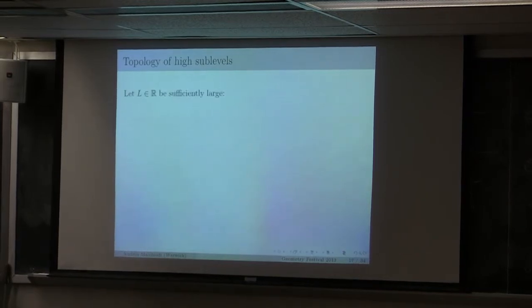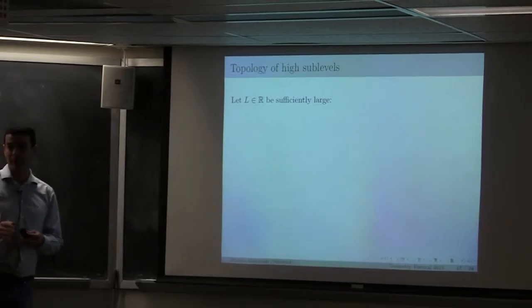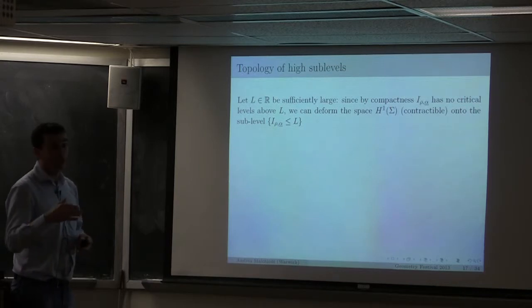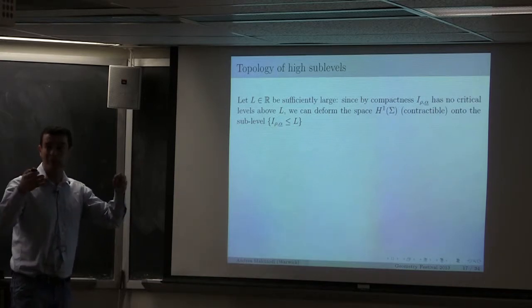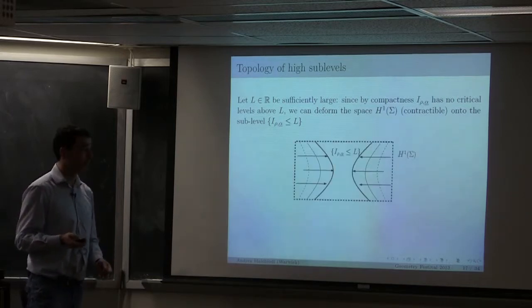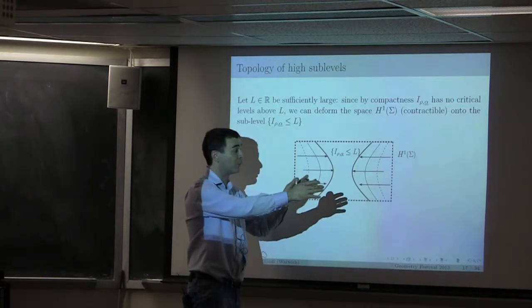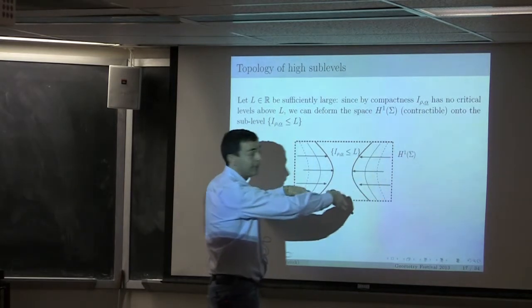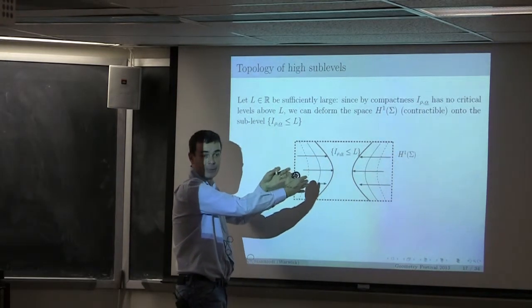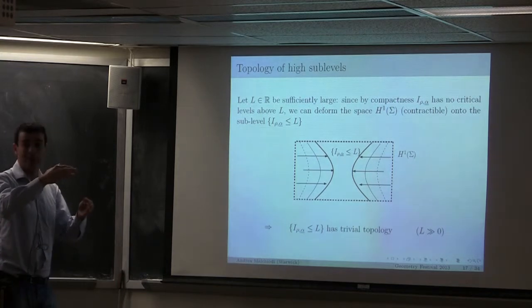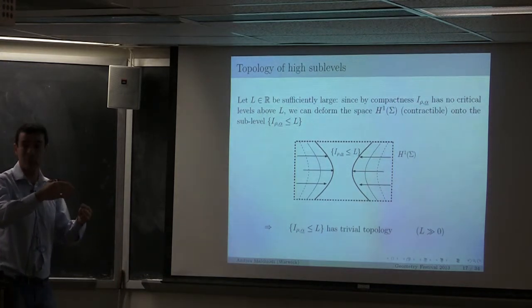Okay, so the topology of high sublevels, I claimed that it's trivial. So how do you show it? Well, if you have compactness of solutions, then you can basically deform by gradient flow the full functional space you're working with, which is a vector space and therefore contractible, onto some high sublevel. So you have something like this. For the saddle function, which I showed before, you can deform the whole plane into the interior of two hyperbolas. So you would obtain some contractible set. And therefore, high sublevels, being deformation retracts of vector spaces, would have trivial topology.